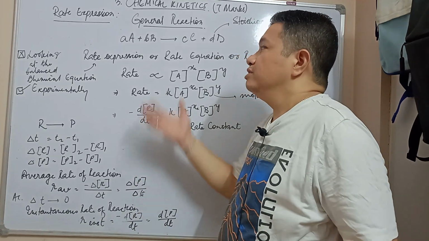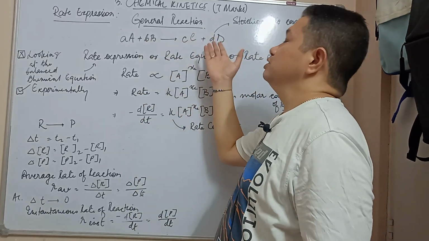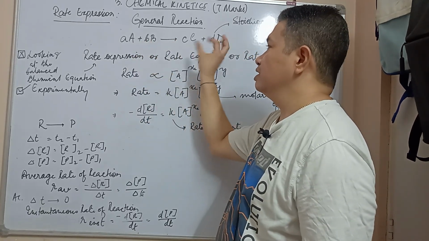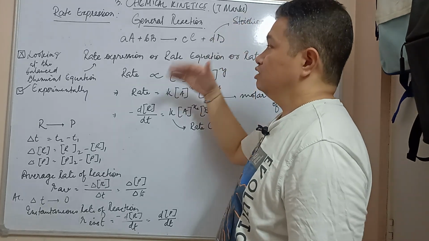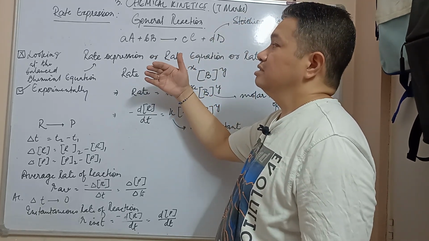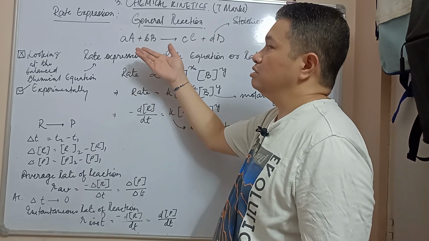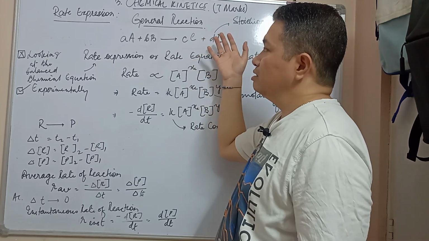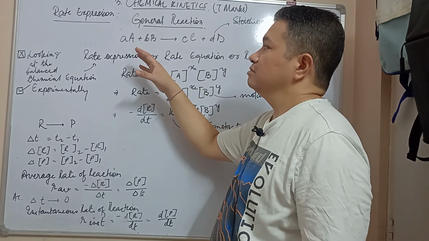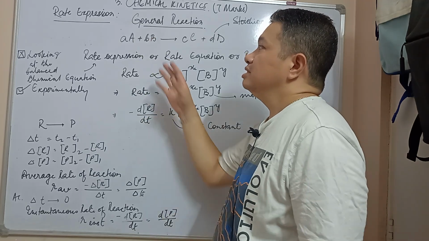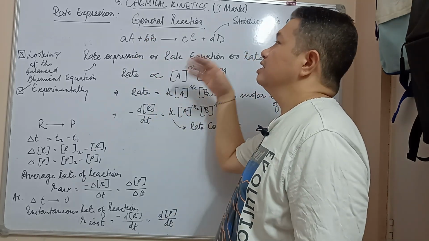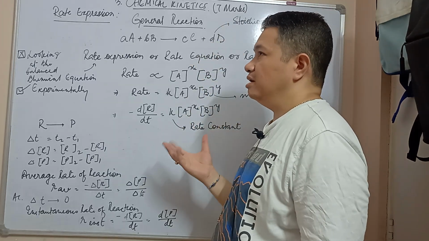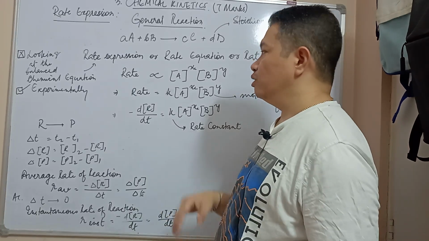So the rate of variation is the change in the concentration of the reactant or the change in concentration of the product. Obviously the concentration of a reactant decreases, and the concentration of a product increases. Rate is the rate at which the concentration of the reactant decreases or the rate at which the concentration of the product increases, per unit time, per second, per minute, per hour.